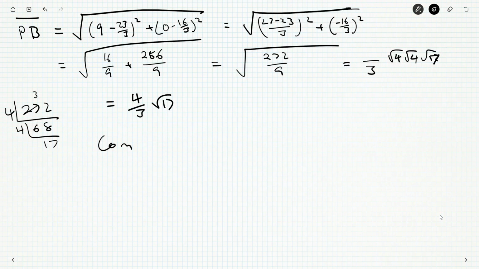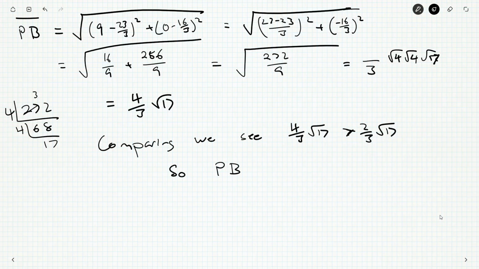And I spelled comparing wrong. Comparing, we see 4/3 root 17 is going to be greater than 2/3 root 17. Very nice that the numbers worked out. I don't need to get my calculator out to compare them because 2/3 is a smaller fraction than 4/3, and they're both being multiplied by root 17. So PB is greater than PA. That's the distance between them. So P is closer to A. That's how we should phrase it. So P is closer to A.